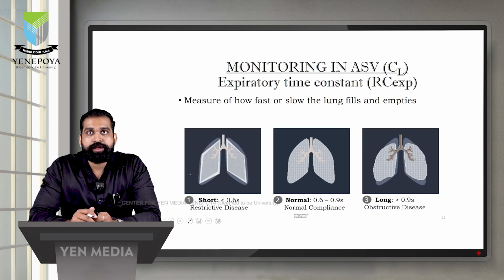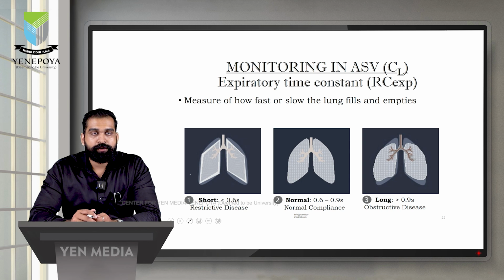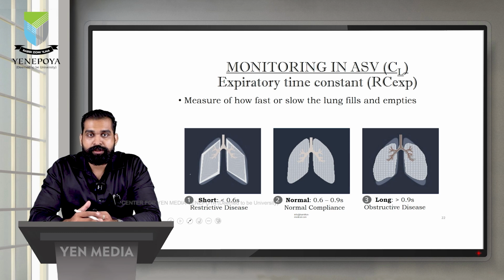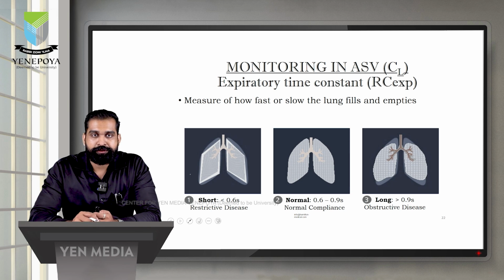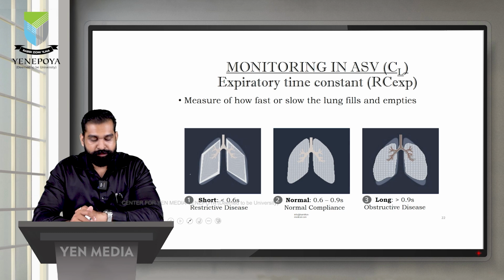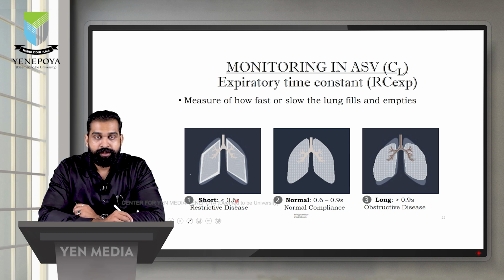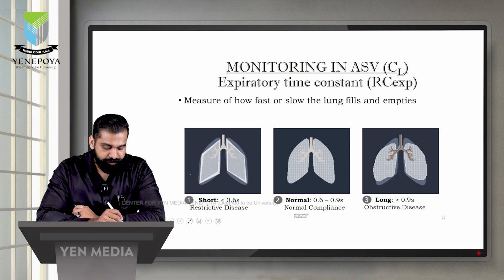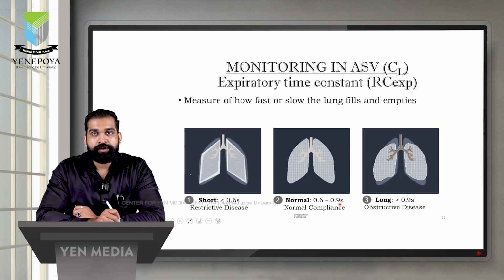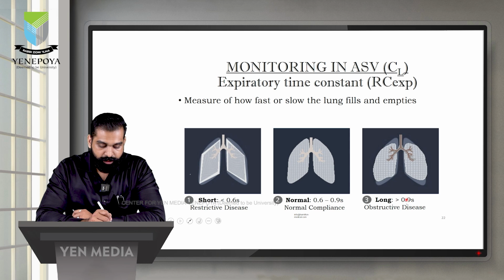Okay, when it comes to monitoring in ASV, it is quite plain and simple. You can monitor the expiratory time constant, which describes how fast or how slow the lung fills or empties, and you get a really good picture of the respiratory mechanics of the lung that you're ventilating. If you have a stiffer lung, someone with a restrictive disease, the expiratory time constant is going to be shorter, less than 0.6. If you have a patient with a normal lung, the expiratory time constant is going to be between 0.6 and about 0.9 seconds. If you have a long expiratory time constant, you're ventilating a patient with obstructive disease.